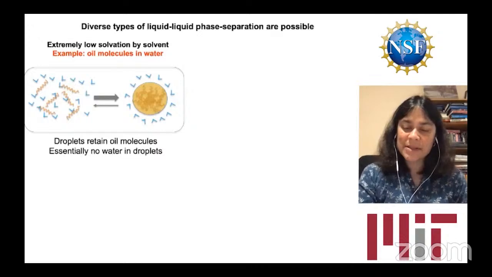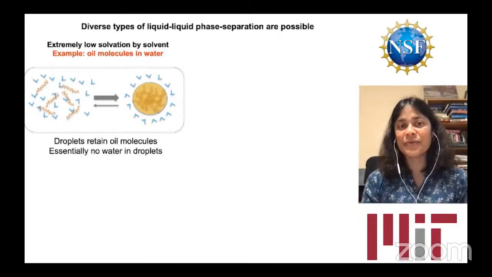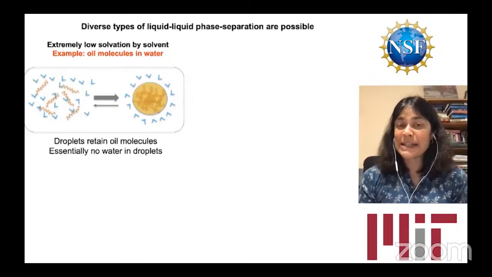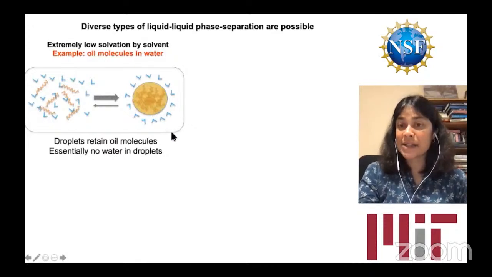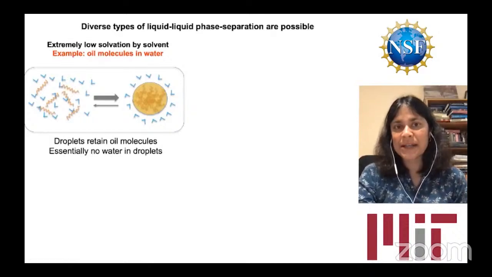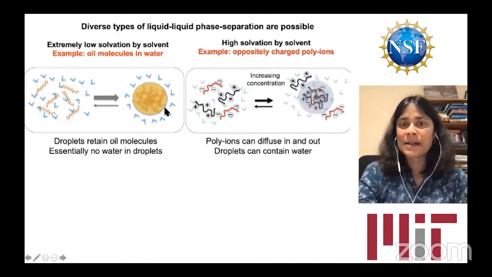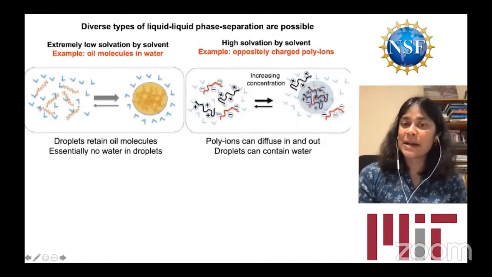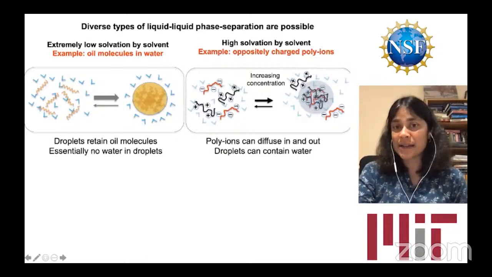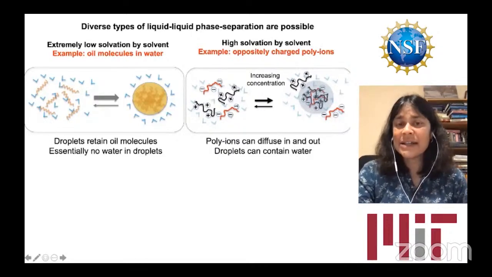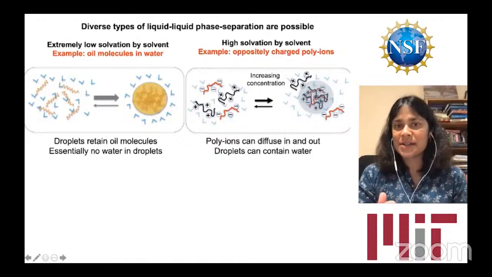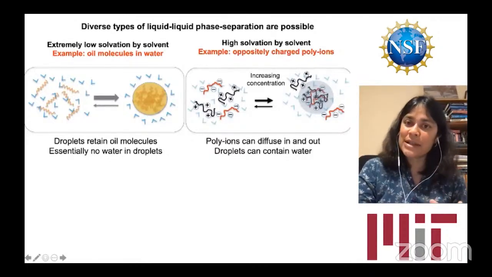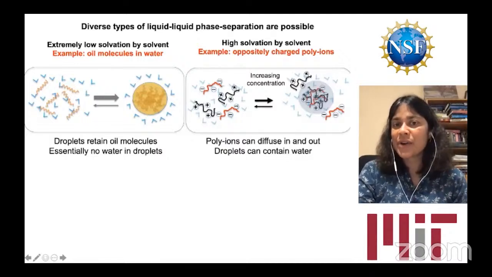But physicists and chemists over many decades have found that phase separation comes in many types. Okay. And you can have other types of phase separation that involve electrostatic interactions. And to give an example that is quite different from oil and water, I'd like to take the example of phase separation mediated by interactions between oppositely charged polyanions and polycations. So what you have here is a system where you have polyanions and polycations at a certain concentration in solution. And as you increase the concentration of these polyions above a certain critical concentration, they would rather interact with each other than with solvent, and they can form phase-separated states.